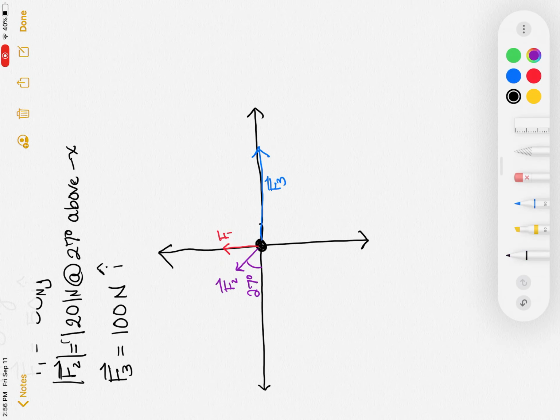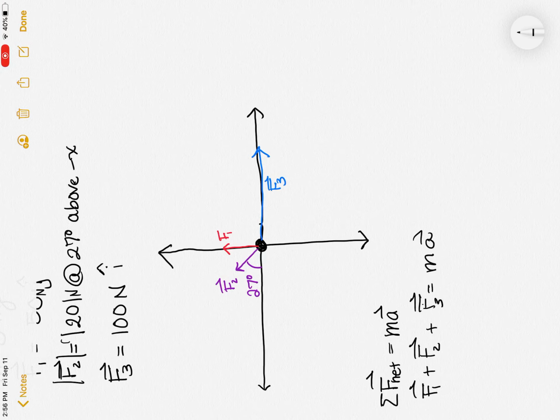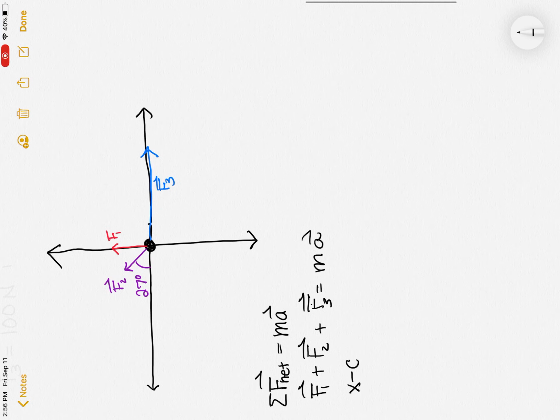So now, again, I know that F net is equal to mass times the acceleration. So here I have F1 plus F2 plus F3 is going to be equal to the mass times the acceleration. So now again, I split it into components. So my x component and my y component.